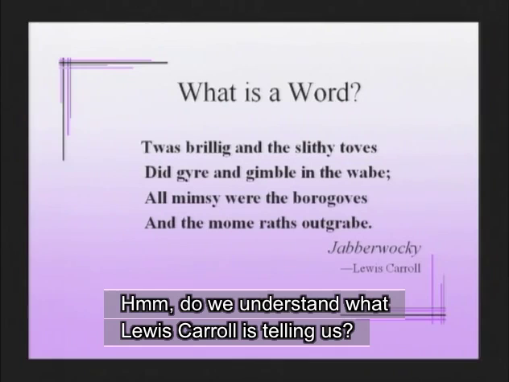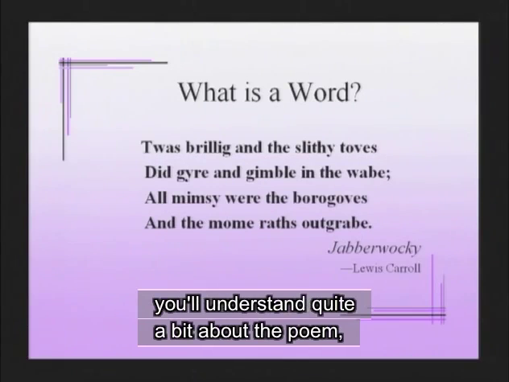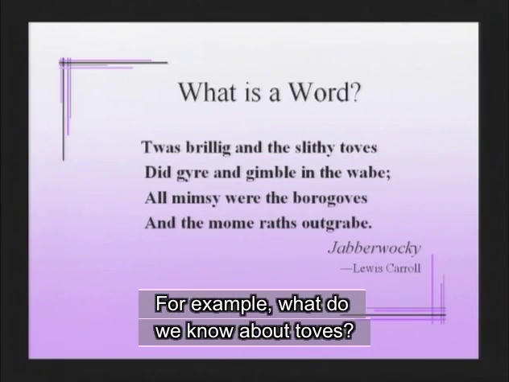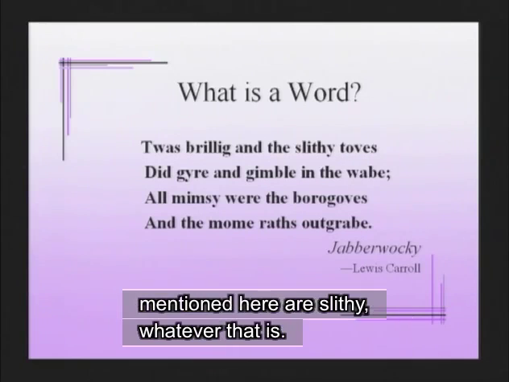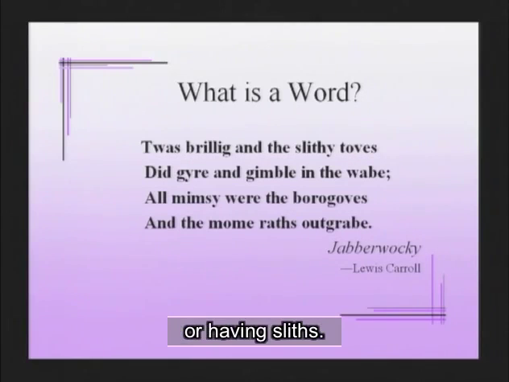Do we understand what Lewis Carroll is telling us? Actually, as you look at the poem, you'll understand quite a bit about the poem, even though you don't understand it as a whole. For example, what do we know about toves? Well, we know that there are more than one of them, and that those mentioned here are slithy, whatever that is. We know that slithy describes the toves as either like a slith or having sliths.